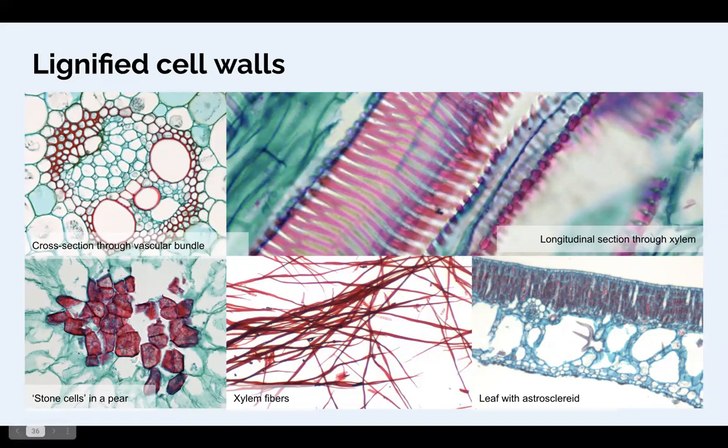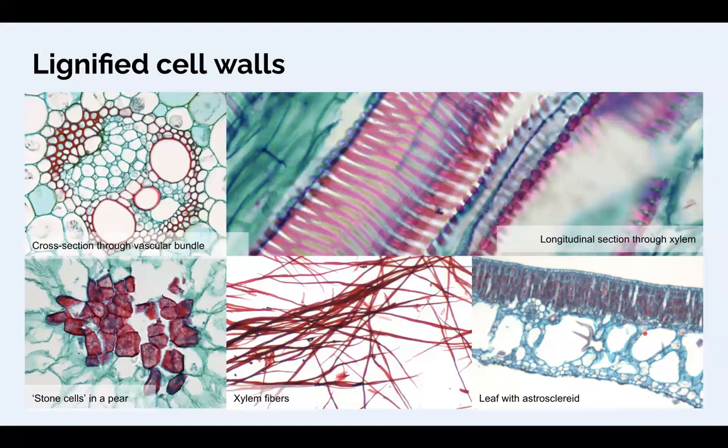And then here's one finally, a leaf of a water plant. This is a water lily leaf, and it has this structure in here called an astrosclerid. Astro for star. This is a star-shaped tough structure that helps to keep the structure of this plant in a space where it has spongy airspace tissue. So those astrosclerids help to keep that space open, keep it from collapsing.